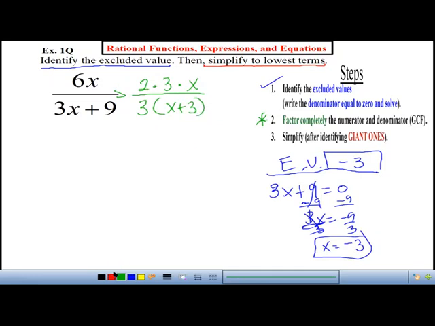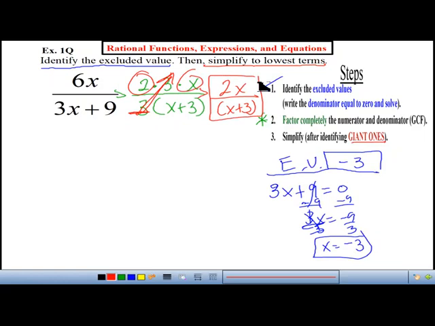All right, and lastly, I need to identify giant ones to simplify. Do you guys see a giant 1? Yes, the 3 over the 3, right here. What do we have left? The 2 and the x, so my numerator is 2x. My denominator is x plus 3, and I'm done. Hands, have you got that? Okay, good.